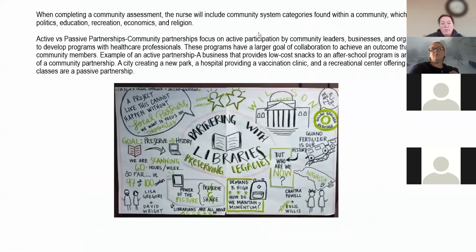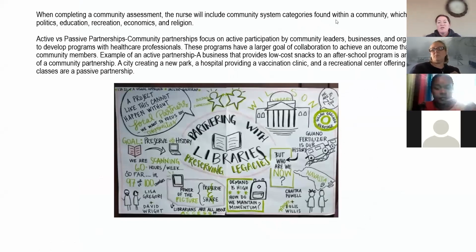What I want you to remember is when we are doing a community assessment, we're going to make sure that we include all those systems that are found within the community, such as politics, education, recreation, economics, and religion. Please focus on those 5 things. Okay, because that's really what we focus on when we're doing a community assessment. There are 2 different types that we'll see. We have active and we have passive.